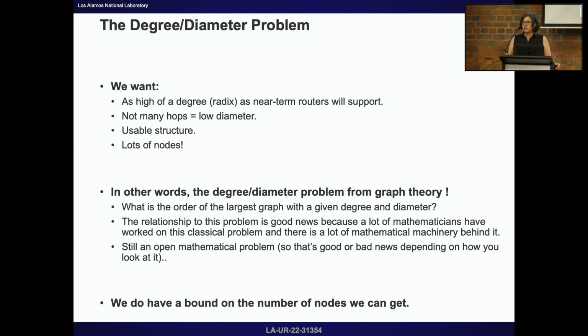And it's good that there's a classical problem, because it means smart people have been working on it for a while. Maybe it's a little bit less good because it's still an open problem. It depends on how you look at it. It means we can make good progress on it, perhaps, but it also means people haven't done it before. So it's not just out there to pick off the tree.